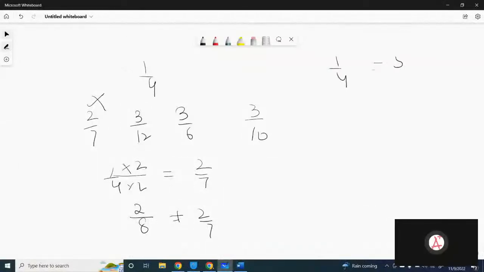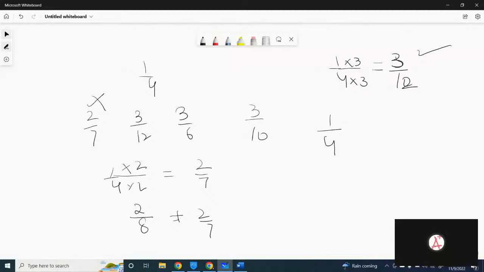1 over 4 equals 3 over 12. Here you have 3, so just multiply the numerator and denominator by 3. 1 times 3 is 3 and 4 times 3 is 12. Yes, this is the equivalent one. Got it? 3 by 12 is equivalent, not 3 by 6.